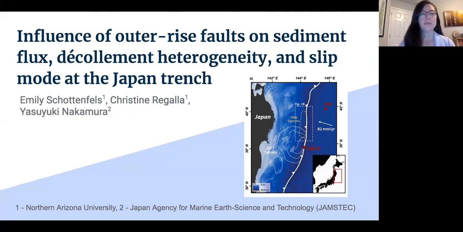Hello. We have researched the influence of outer rise faults on sediment flux, décollement heterogeneity, and slip mode at the Japan Trench in a region where shallow seismogenic and tsunamigenic slip to the trench is known to occur.